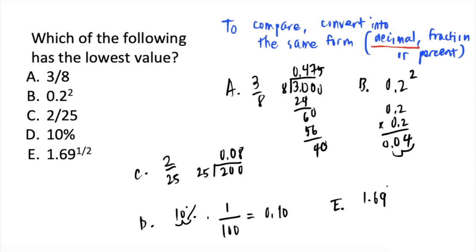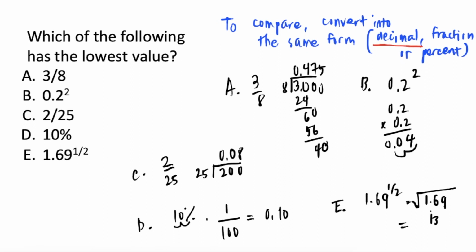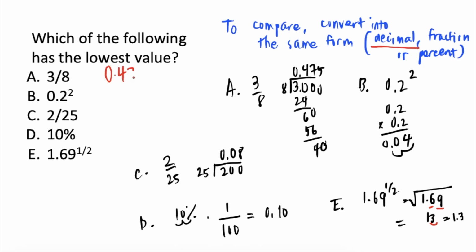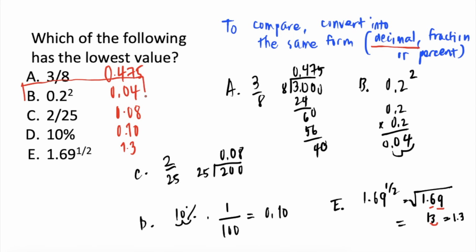1.69 raised to 1/2. This is actually just equal to square root of 1.69. The square root of 169 is actually 13. Since we have 2 decimal places on 1.69, we have to move the decimal point of 13 1 unit to the left. So we will get 1.3. 1.3 squared is equal to 1.69. So ngayon, i-compare natin ang mga nakuha nating sagot. Ang lowest value ay 0.04, letter B.